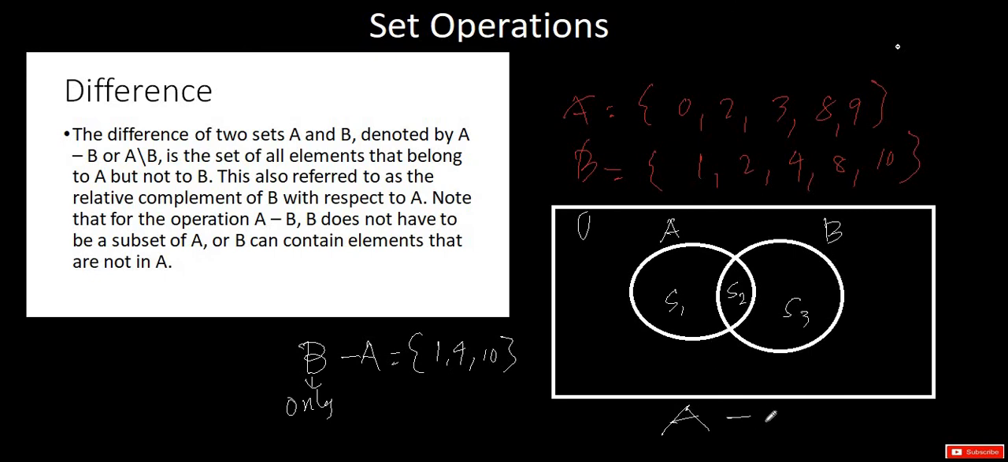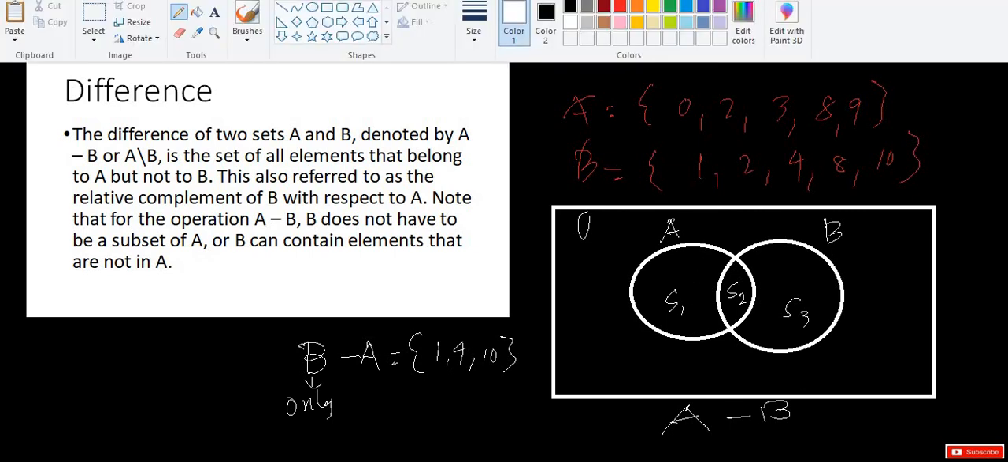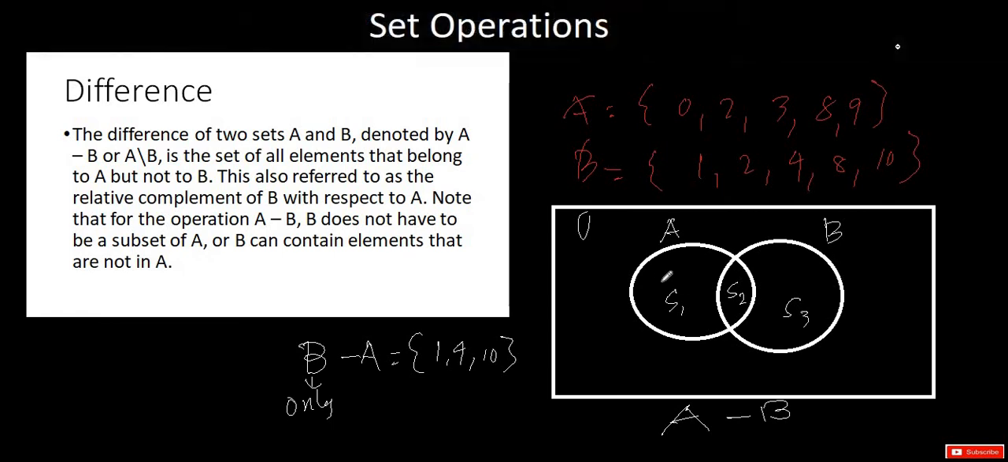Now we have here A minus B. Now what region in the Venn diagram represents the result of A minus B? And we're going to shade it. Okay, so the region which is the result of A minus B is S sub 1. Let's color this in blue. So this is the region which is the result of the operation A minus B, S sub 1. Okay, so let's proceed to the next operation.